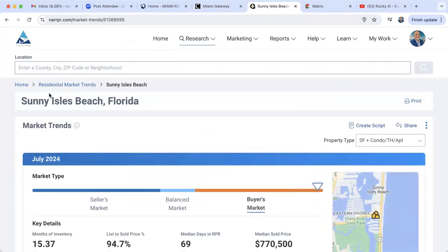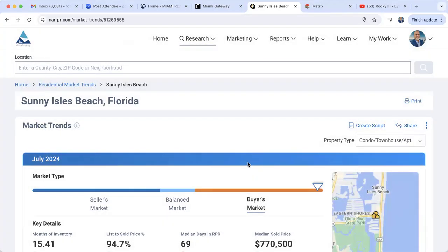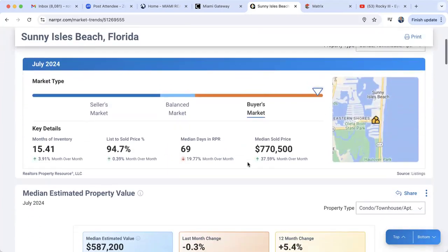Select it. And then let's go here to property type, and let's do condo and click on apply to all charts. All right. So you only want to do condos. The months of inventory in Sunny Isles is 15 months of inventory. That's an extreme buyer's market, guys.